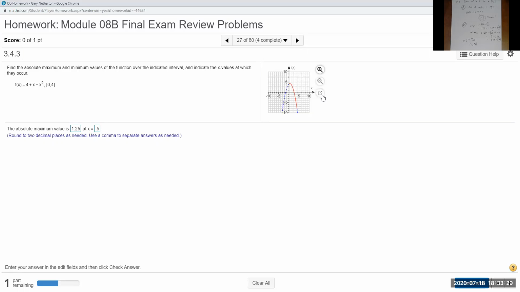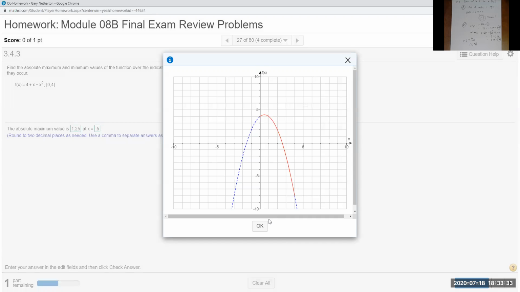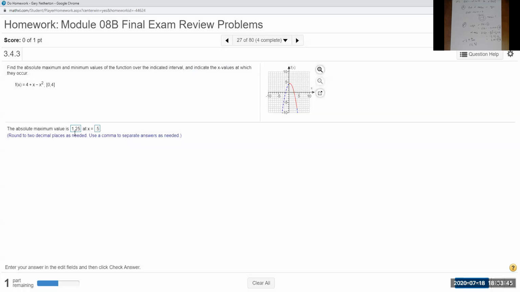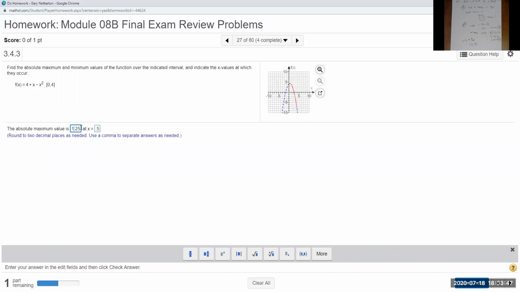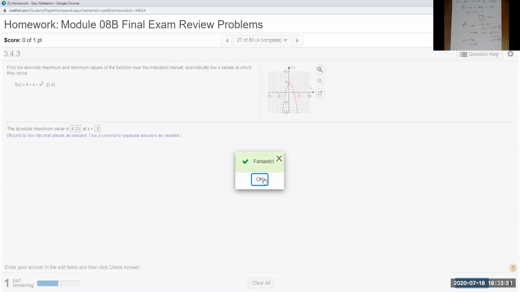I assume this is the graph. I wonder what it looks like. Oh, you know what I did? 4 1/4 is 4.25. Oops. You probably saw that all along. You're probably screaming at me. All right.